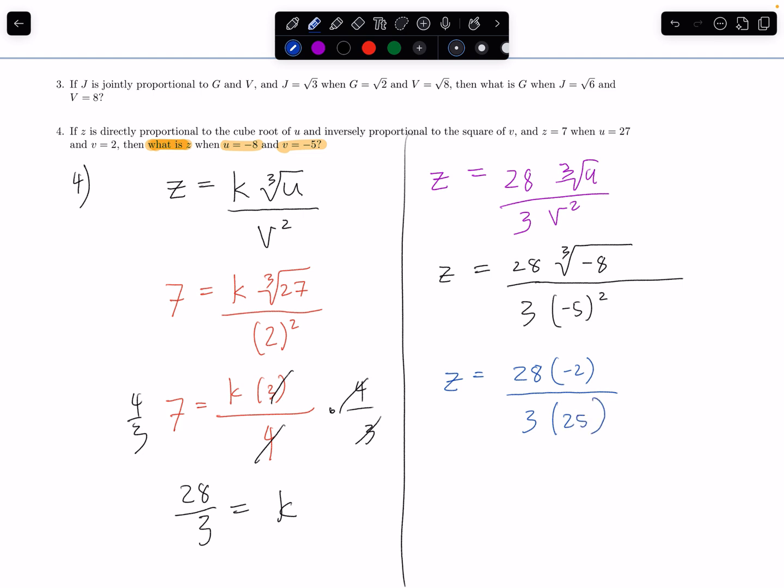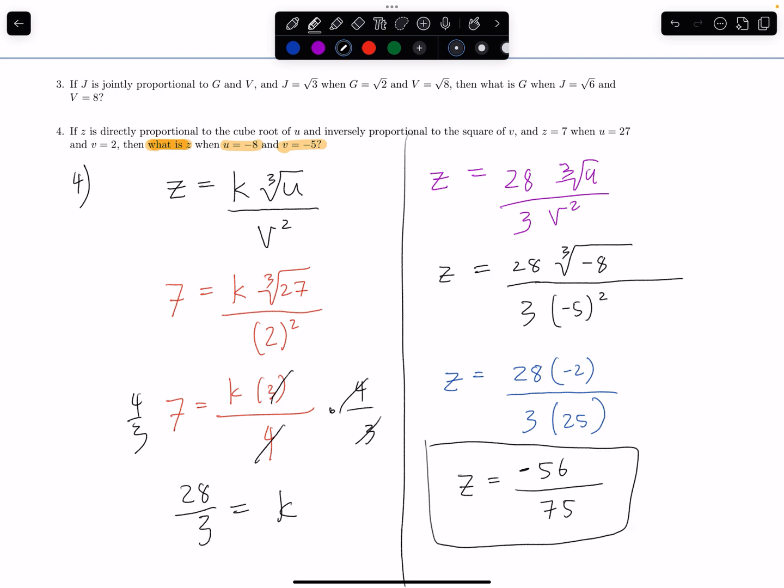At this point, I'm looking for anything that I could possibly cancel, but 28 doesn't have any factors of 3 or 5. 28 is really just 4 times 7, so on top I've got 2's and 7's as factors. On the bottom I have 3's and 5's, so there's nothing that's matching up. So it's just going to be whatever the result of multiplying that is. 28 times 2 is 56. Don't forget the negative sign from this -2. 3 times 25 is 75, like 3/4, right? And so there it is. z is -56 over 75.